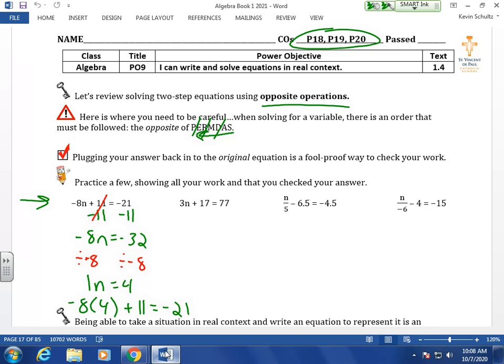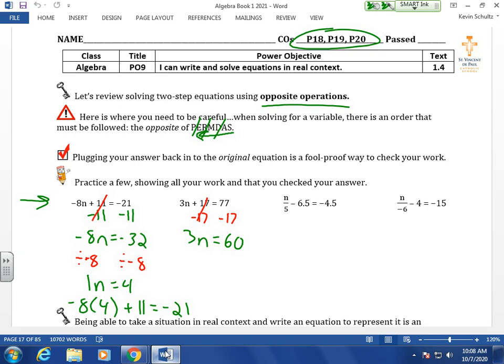What do we do first here? What's our first step? James? Subtract 17. We're going to undo that addition by subtracting 17. And on the left side, if we have 17, we take away 17. That cancels out, right? We are left with just 3n. And on the right side, 77 minus 17 gives us 60.